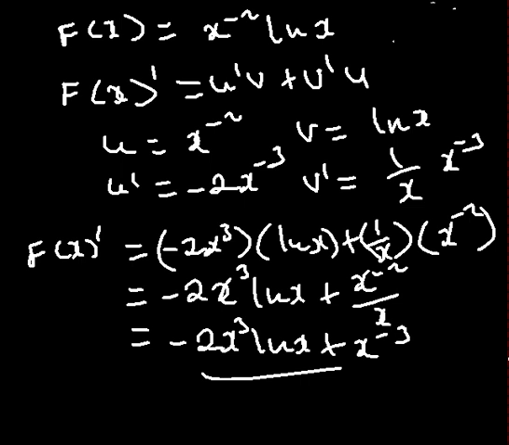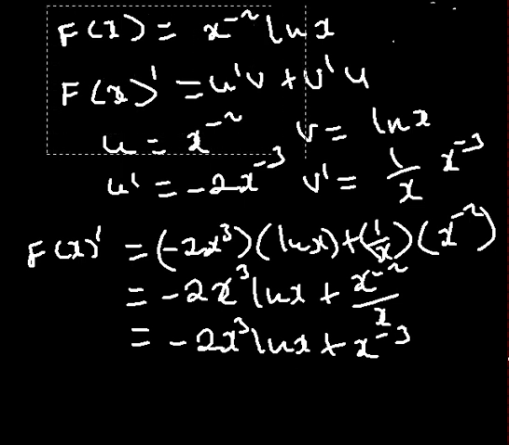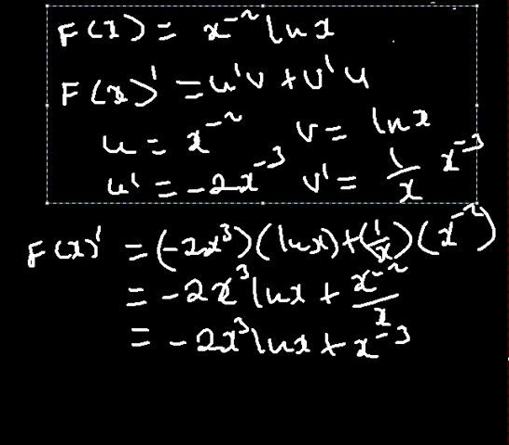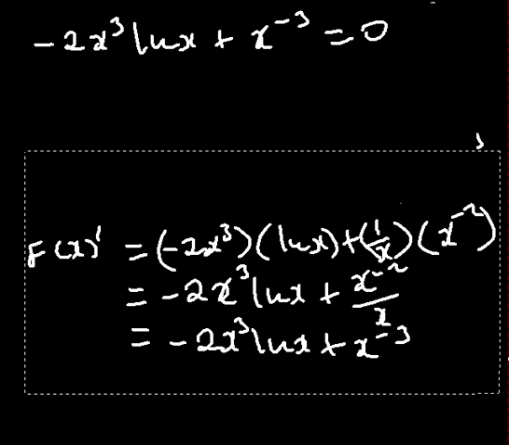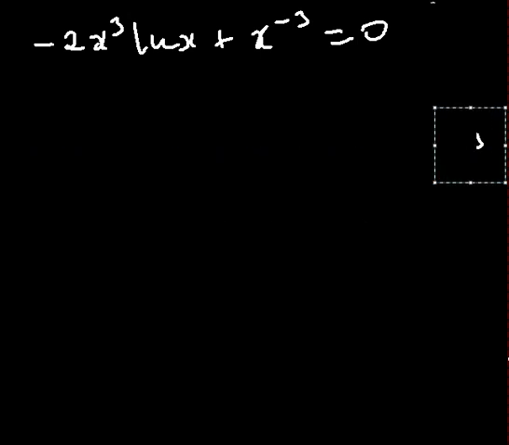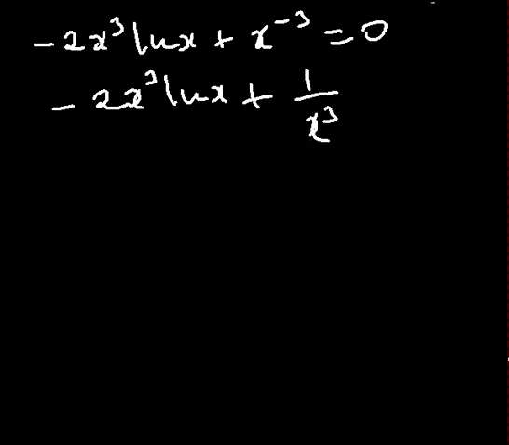So which means we have it as this, and from there we have to apply Fermat's theorem, such that we should have negative 2x cubed ln x plus x to the power negative 3 is equal to 0. That's what you have there. For this case, we should express this as a fraction, or have it as negative 2x cubed times ln x plus 1 over x cubed is equal to 0.